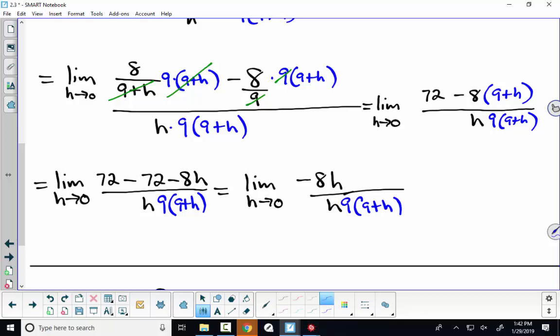All right, so what that's done is now we can cancel the division by 0, right? That is going away. So we can now compute this limit. h goes to 0, negative 8. Okay, so that limit would be what? Negative 8 over 81. Yeah, h goes to 0. This is negative 8 over 9 times 9. So negative 8 over 81.